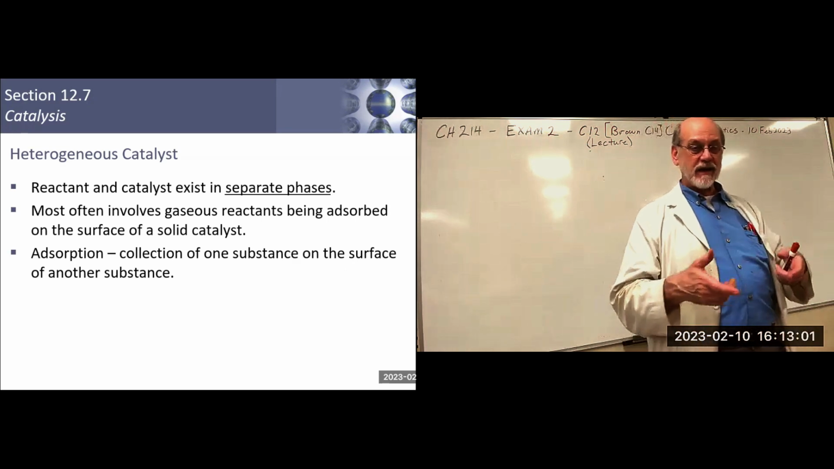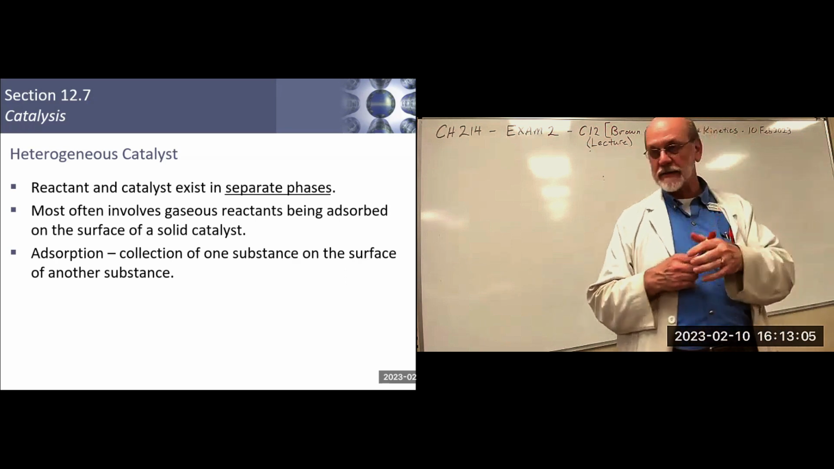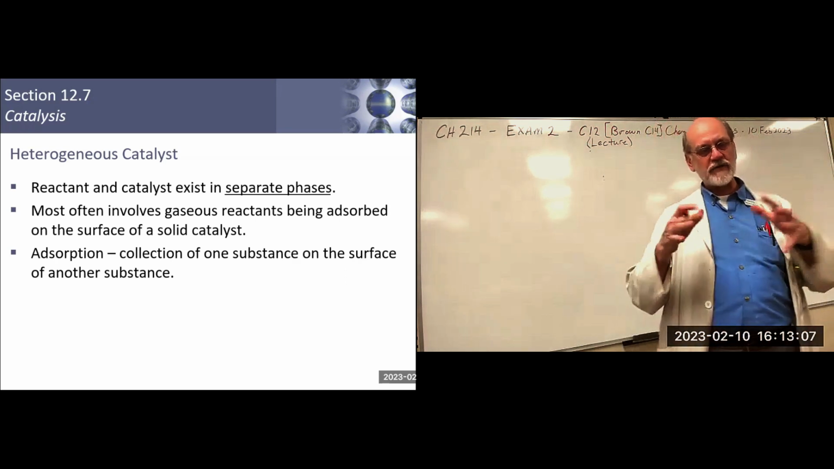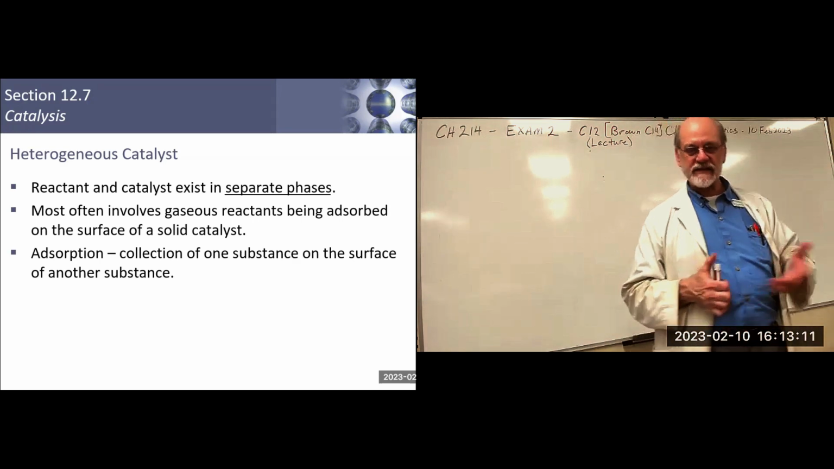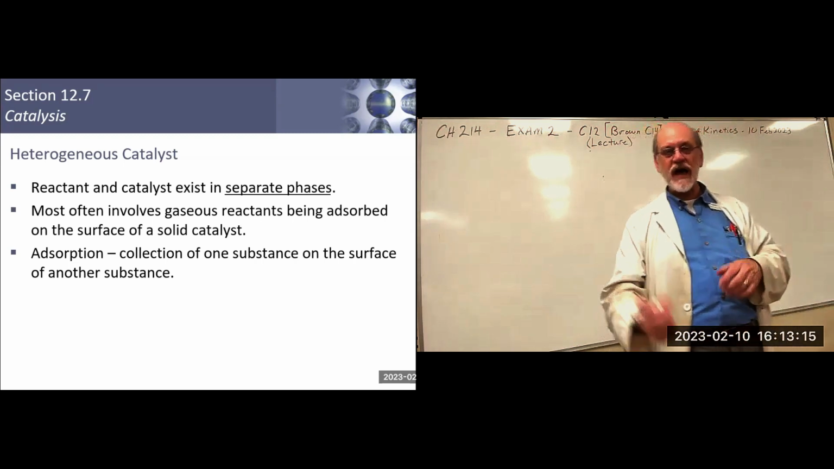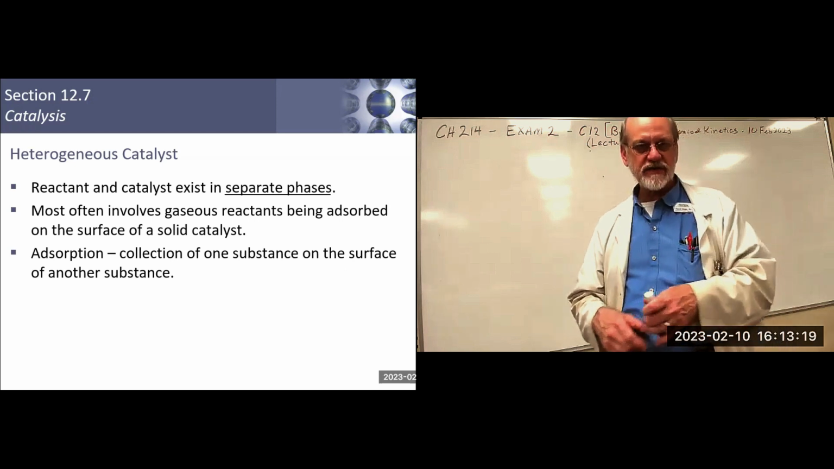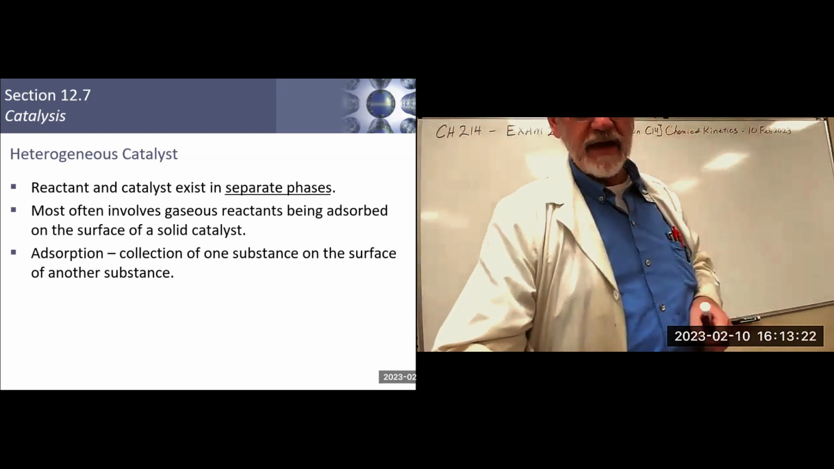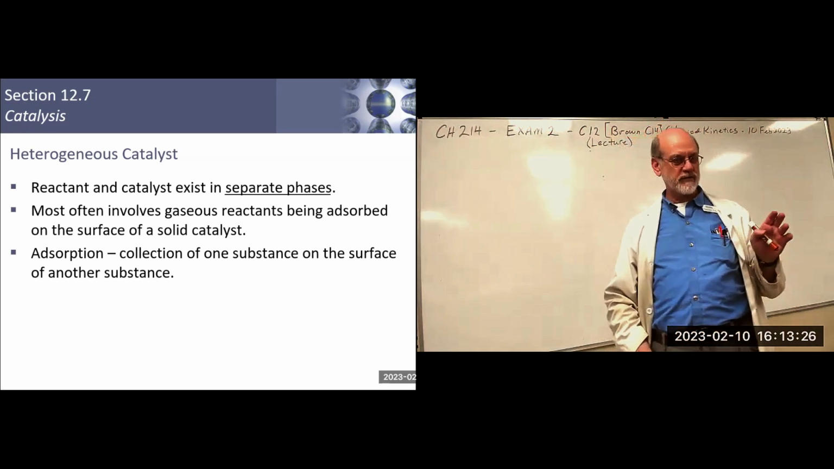So that's what the catalyst does. Only inside the catalytic converter, the catalyst is a solid. It's actually a ceramic matrix that's coated with platinum and palladium. They act as the catalyst. So they're different phases, right? The catalyst is a solid, the reactants are all gases. That's a heterogeneous catalyst. And they undergo a process called adsorption, not absorption.